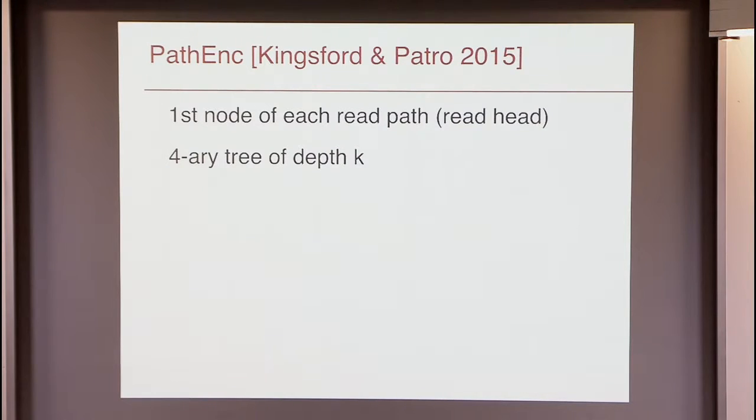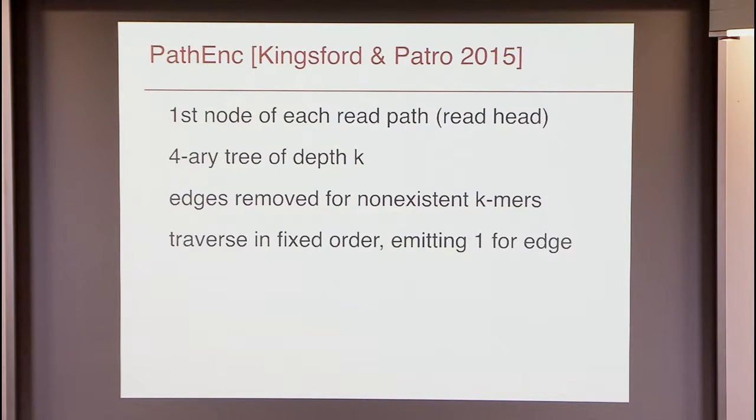And they're encoded in two different streams. The first node of each read path, which is called the read head, is stored in one stream. We build a 4-array tree, 4 for the 4 letters of the alphabet, of depth k. And we can just traverse that tree in a fixed order, emitting a 1 for any edge that's actually present, and a 0 if the edge is not present. So we get a bit stream that comes from this tree of present k-mers.